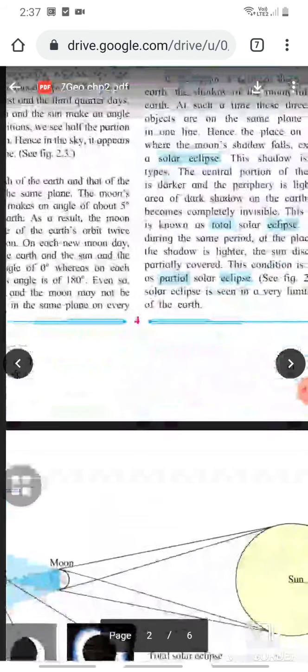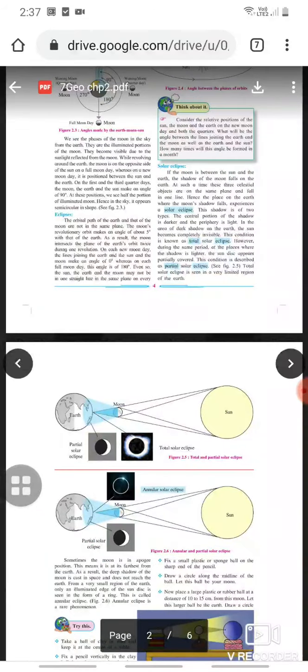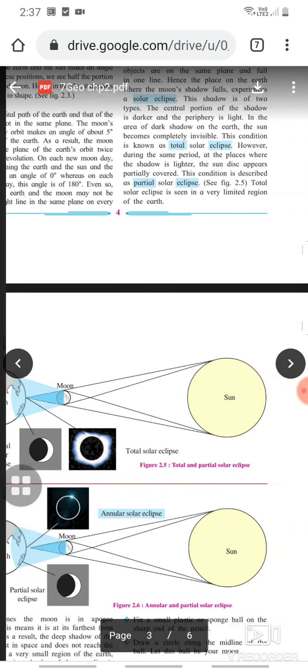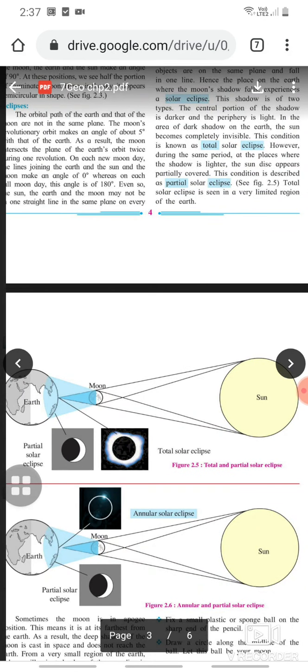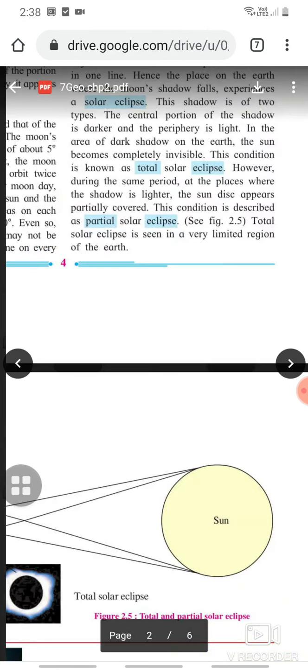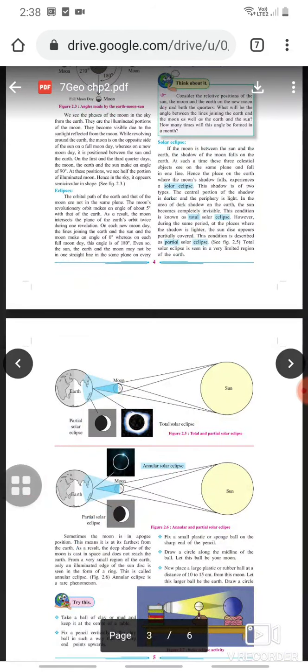If you see in figure 2.5, you will be able to note this. See the earth, the sun, the moon, and these two figures, total solar eclipse and partial solar eclipse. This is completely black and this is partially black. Okay, so back to page 4. Total solar eclipse is seen in a very limited region of the earth. See, here it is also saying the total solar eclipse is seen in a very limited region of the earth.